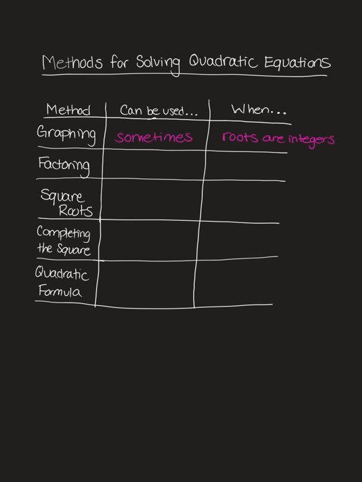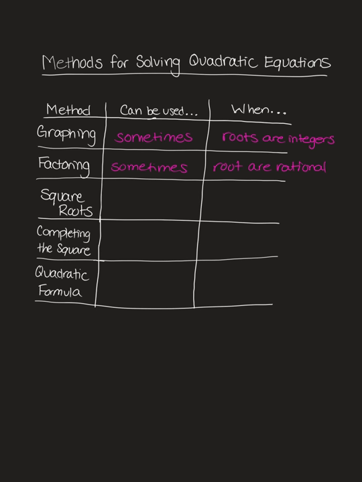Okay. Now we have factoring. So factoring can be used sometimes whenever it's factorable, and you'll know that by the roots are rational, which means that if you were to use a square root or the quadratic formula, then the number underneath the square root is a perfect square. Okay, so a rational number is a positive or negative whole number or a fraction.